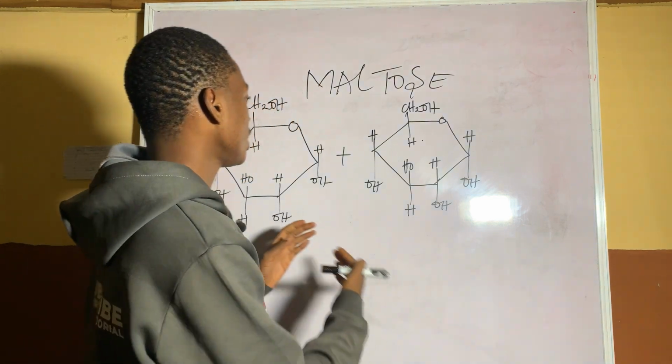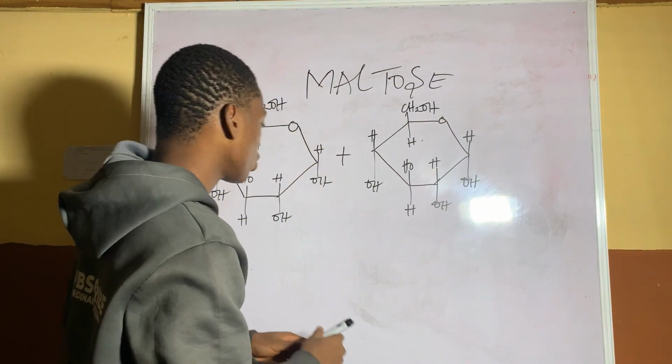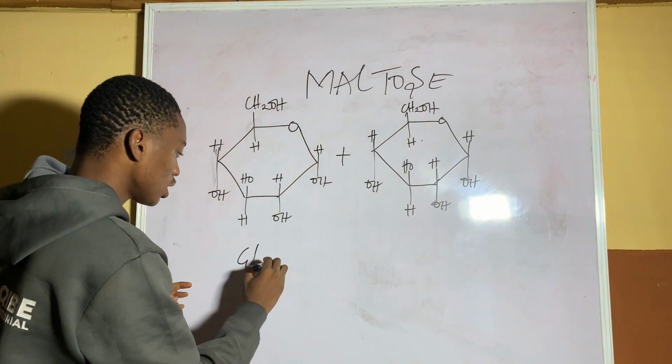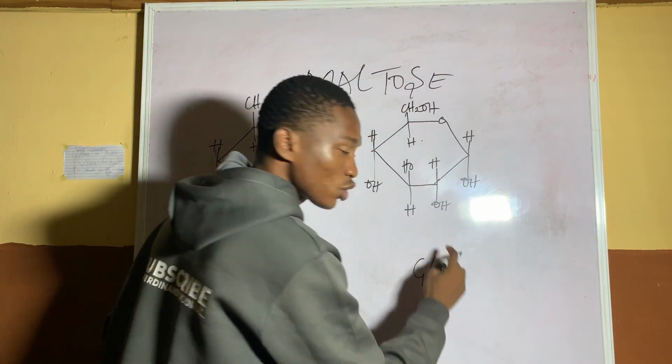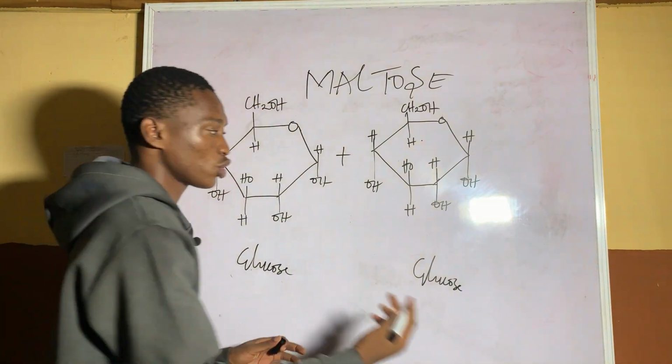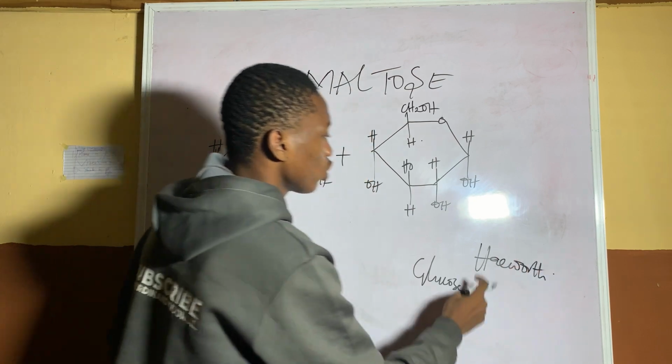Okay, let's look at the first disaccharide, which is maltose. In maltose, we are saying that two glucose units combine together to form this disaccharide called what? Maltose. That means this is a glucose unit, right? Also, this is another glucose unit. This structure of glucose is called the Haworth structure of glucose. Are we there now? Haworth structure of glucose.